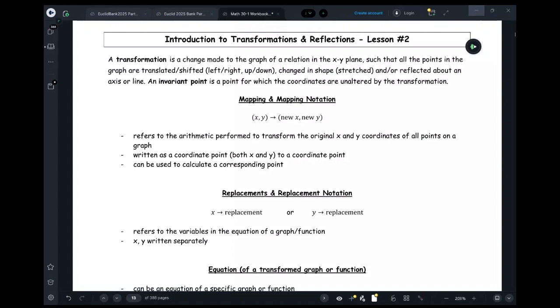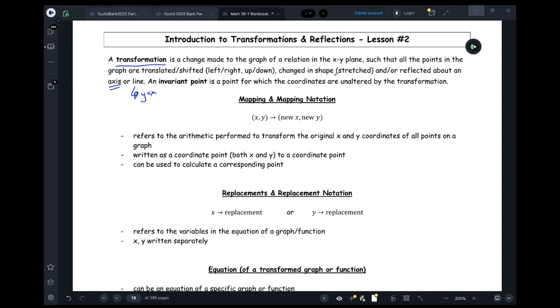So, a transformation, like it says right here, is a change that we make to the graph or relation of a function in the xy plane. All the points that we're looking at are either going to be translated, which means they're going to be shifted left and right or up and down. We're going to change the shape, but not in a way that changes the nature of the function. We're just going to stretch things out either vertically or horizontally, or we're going to reflect the image of the function over an axis or a line. Now, for us, very specifically in this course, it's going to be mostly an axis. There is only really one line that we're going to look at. It's going to be the line y equals x, and we're going to talk about that in more detail later.